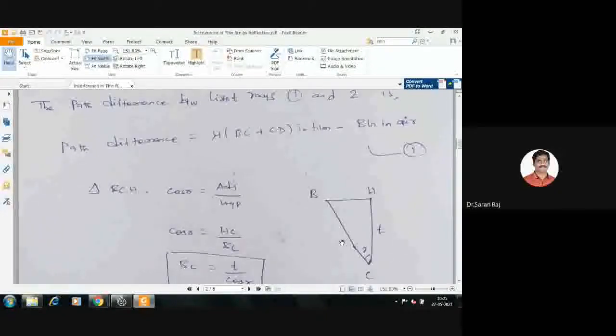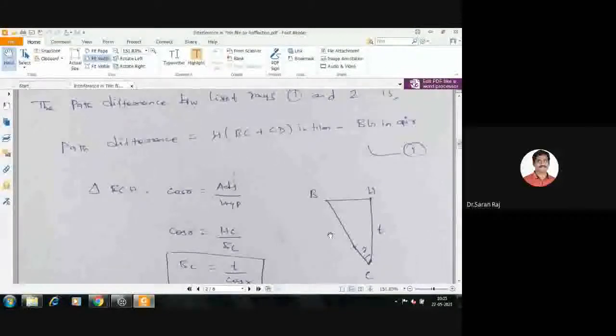So which trigonometric formula can we opt for? For example, let us consider sine theta. Sine theta means opposite divided by hypotenuse. What is the opposite? BH divided by BC. BH value we don't know, so we cannot find the BC value. So sine theta is not suitable here.